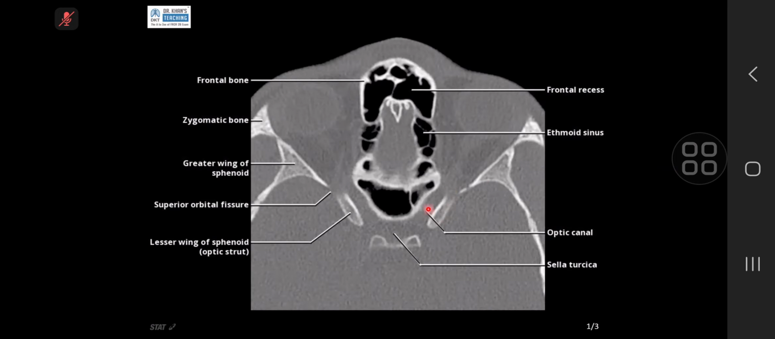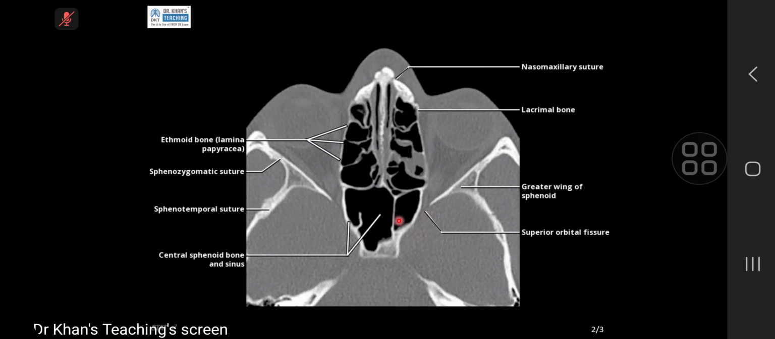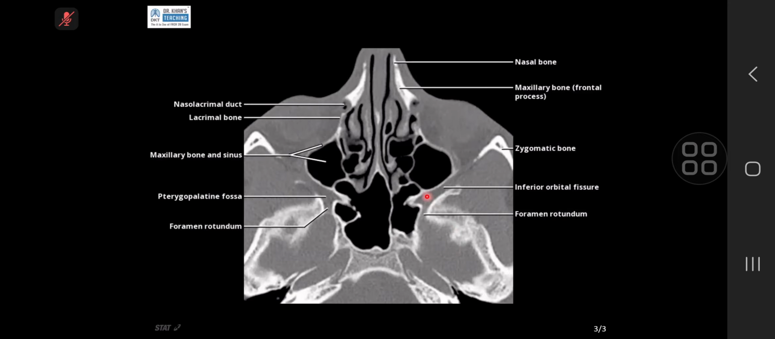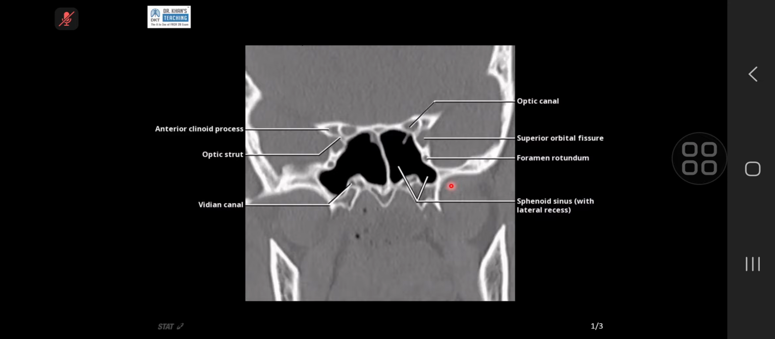I repeat these three. Optic foramen, what is at this level? At this level, you can see the sella. Slightly inferiorly, now the sphenoid sinus is visible. So lateral to the sphenoid sinus is the superior orbital fissure. More inferiorly, this is the pterygopalatine fossa, because the foramen rotundum is communicating with it, and then is the inferior orbital fissure. So on a coronal, let's concentrate on just these three without concentrating on other things.